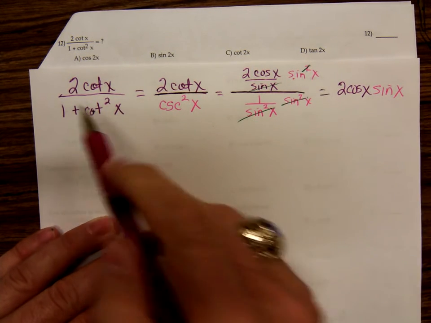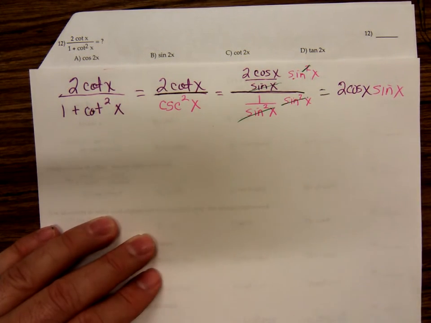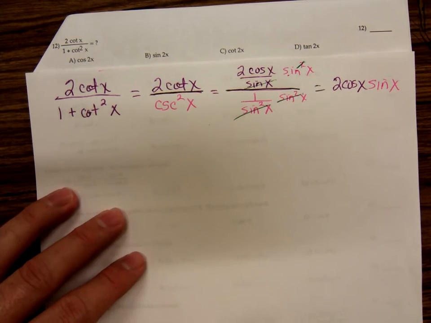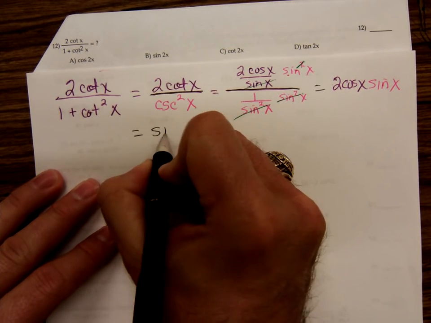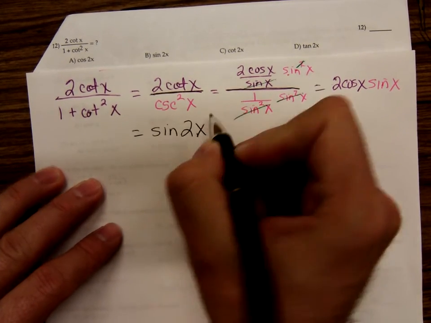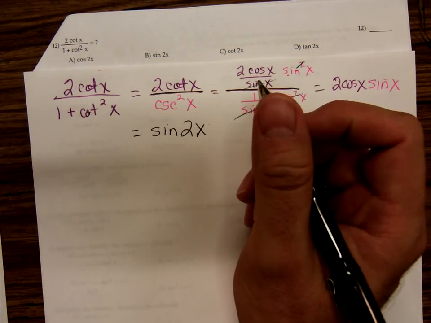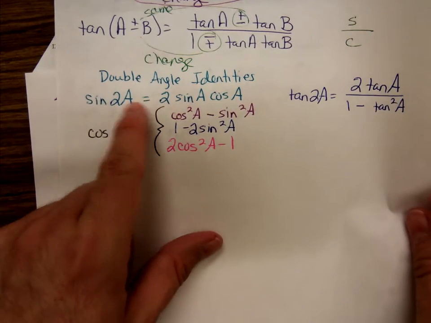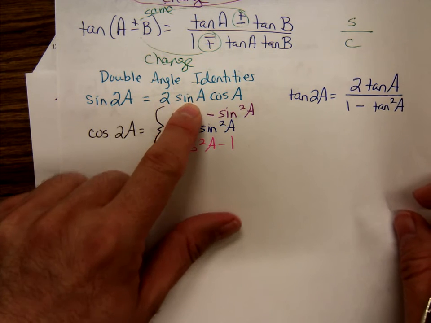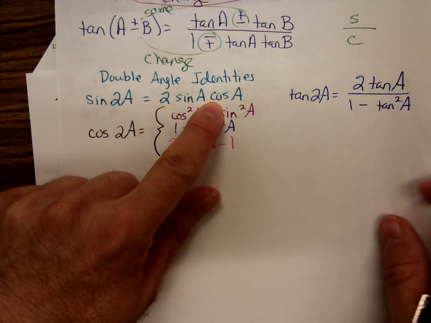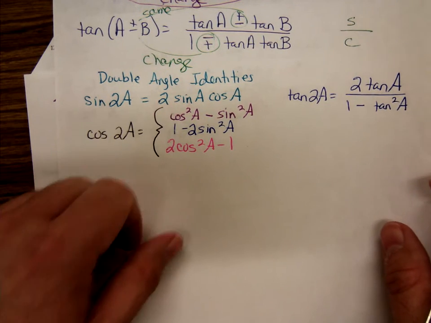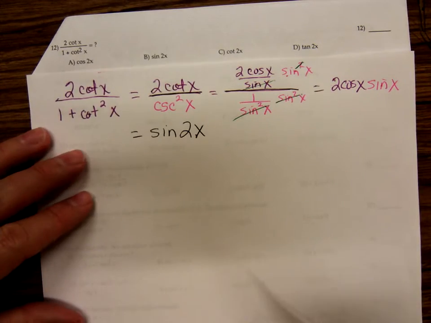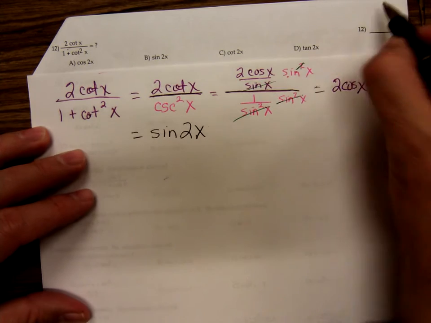And look at our answer choices. It's a double angle. Which one is it? 2 cosine x sine x. Did y'all hear that? 2 cosine x sine x is sine 2x. It's the double angle identity for sine. I wrote it with the sine first, but sine x times cosine x, same thing as cosine x times sine x. So that is which one? B.